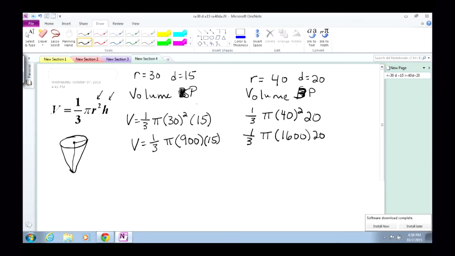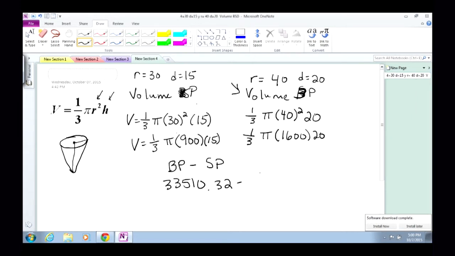And again, what we're looking for is the difference, how much more volume your pond is going to hold. So really what we're looking for is the volume of the bigger pond minus the volume of that smaller pond. So I'm just going to punch this in my calculator. I'm going to do the bigger pond first. It was 1/3 times pi times 1600 times 20, and I get a volume of 33,510.32. That's the volume of the bigger pond right here.